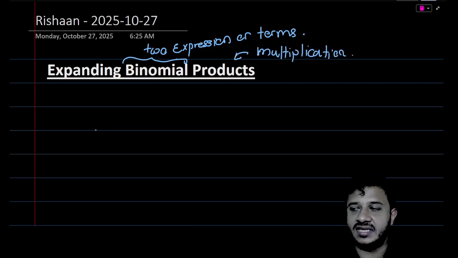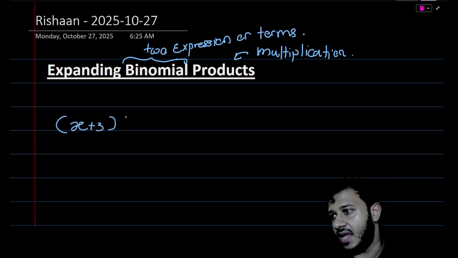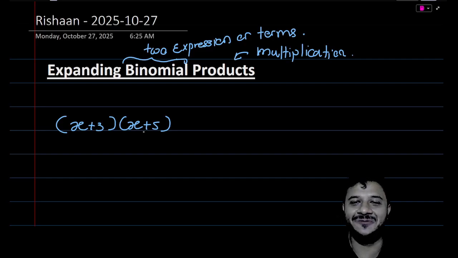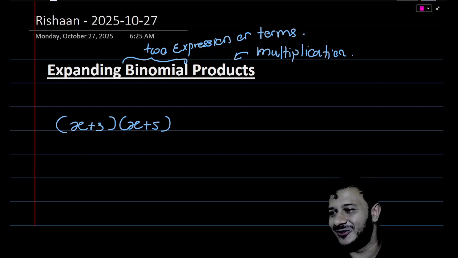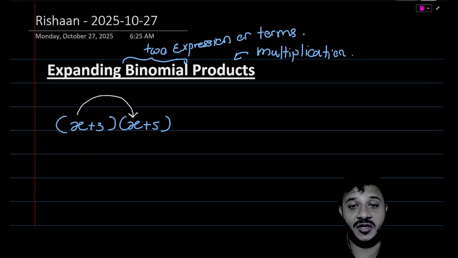As an example, something like x plus 3, x plus 5. That is a binomial product. Can you see the x plus 3 expression and the x plus 5 expression? In the middle, we don't write it, but there's a multiplication in the middle. So we are trying to multiply them together. What's going to happen is we need to use something called the FOIL method.